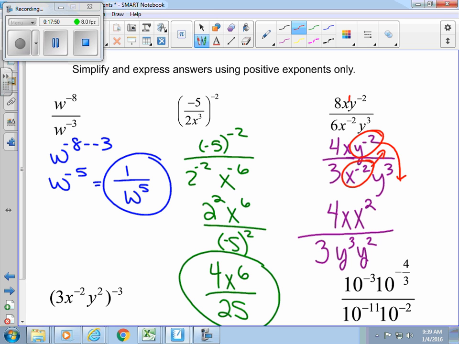Positive 3? Well, look, what do I get when I finish this problem? Don't I get positive 3? What exponent is here? Nothing's really written there. It's a 1. So 1 plus 2 is 3. 3 plus 2 is 5. You would have landed there either way.